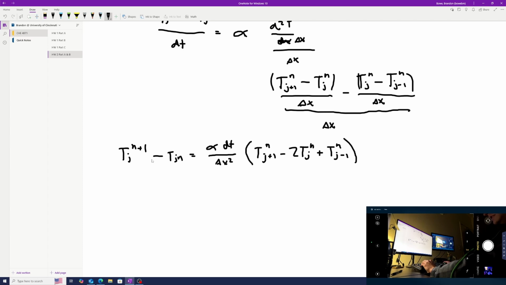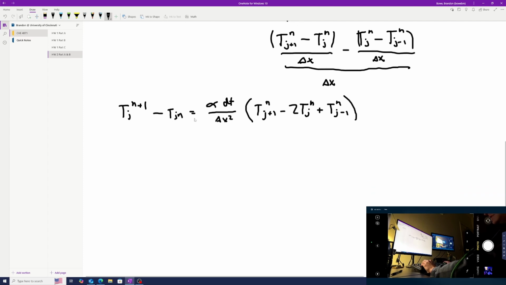And then the last thing we need to do is just move over our current temperature. So we'll just add that to both sides. So plus T_j^n. And this is how we will algebraically solve for what the next temperature T^(n+1) at our current position j will be. Okay.